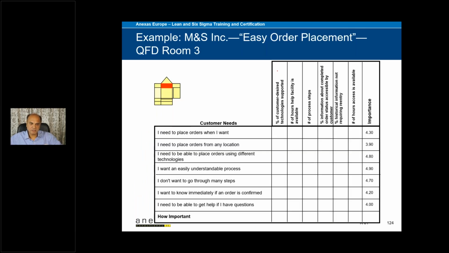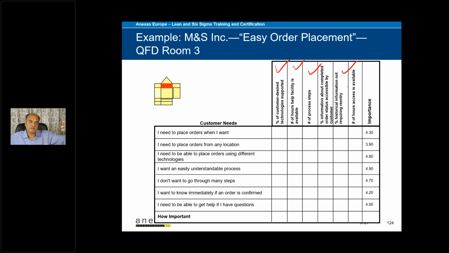So what are the possible CTQs? How will I measure what my customer wants? Percentage of customer desired technology supported, number of hours help facilities available, number of process steps, percentage information about completed order status accessible by the customer, percentage historical information not requiring re-entry.